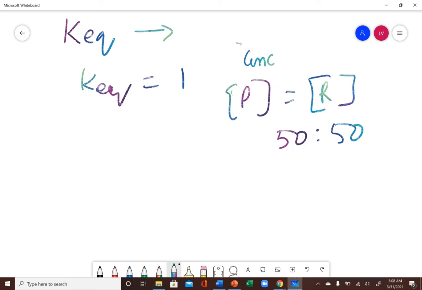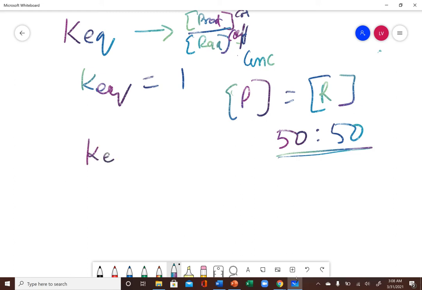Because you remember, KEQ equals concentration of products raised to their coefficients over concentration of reactants raised to their coefficients. Therefore, if KEQ equals 1, that means products concentration equals reactant concentration. In the reaction mixture, you have a 50-50 ratio of products and reactants.